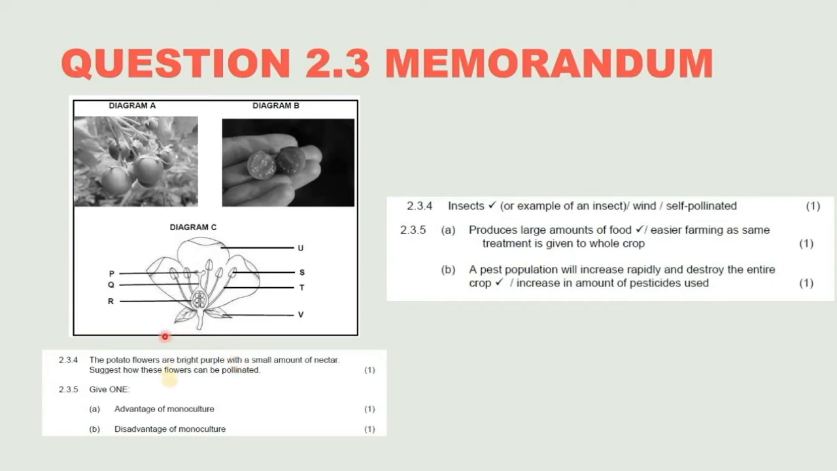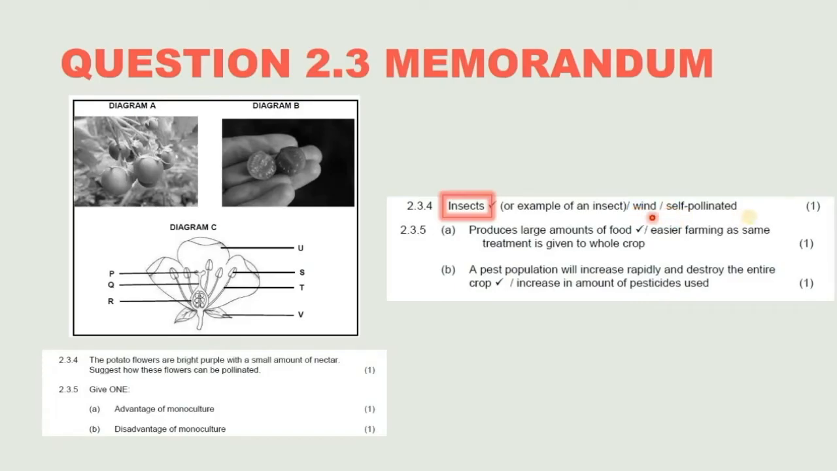Then the next two questions, where you have to suggest how these flowers can be pollinated. If it is a bright purple and it produces small amounts of nectar. So the nectar is usually sweet or it has a very pleasant smell. So over here it will be insects. They also said wind, which I do not necessarily agree with. I think the main pollinator is insects, as it produces nectar as well as a bright purple flower. Usually the flowers that rely on wind for pollination are not a bright color. It's a very dull color. They have very light and powdery pollen.